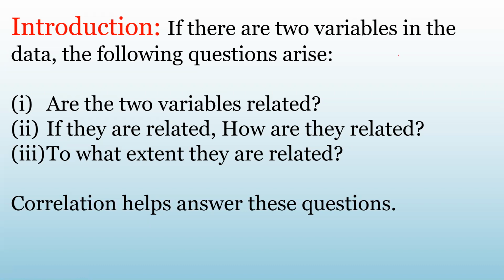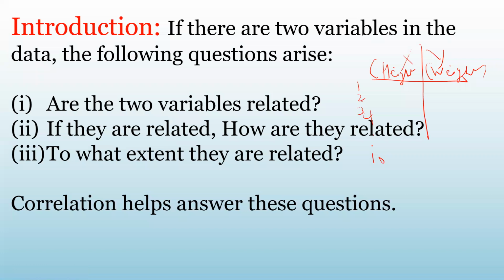Suppose you are given two variables x and y, where x denotes the height and y denotes the weight. Suppose you are given data of 10 students of the class, 1, 2, 3, 4, 5 up to 10, their height and weight. We would like to find out what is the relation between height and weight. Is there any relation between them? Are they related? The second one, if at all they are related, what type of relation they have?